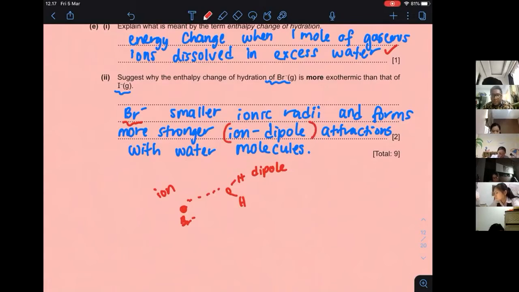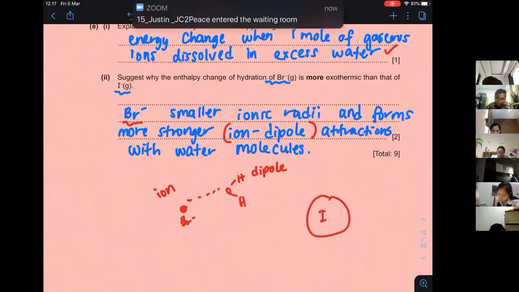So it's not dipole-dipole, it's ion-dipole attraction. The ion-dipole attraction is going to be stronger because the Br⁻ is smaller. Therefore, it's more exothermic, if you compare it to I⁻, which is bigger.